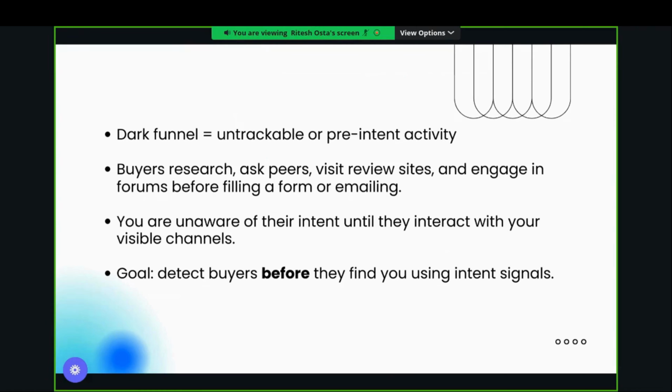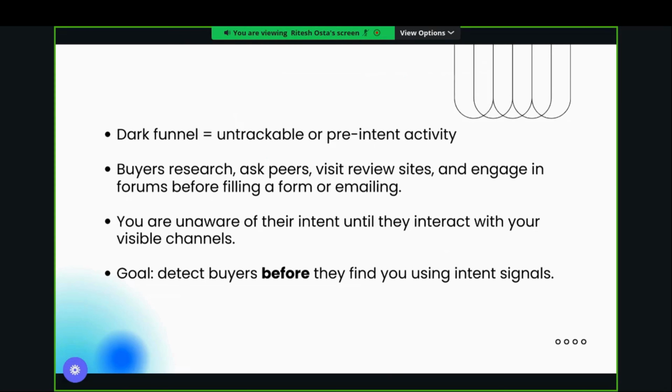So if there are 100 visitors to your website, possibly 20 of them will go ahead and click on your pricing page, 5 of them will fill up the demo form, and maybe 2 of them will actually show up on the call. That's a funnel. If you put all the buyers and prospects into their journey and map it visually, it becomes a funnel. That's a marketing funnel in a traditional sense, but we want to talk about dark funnel.